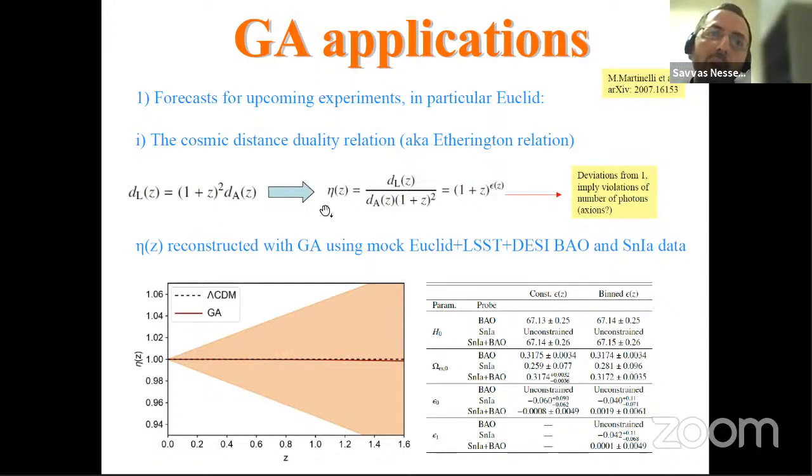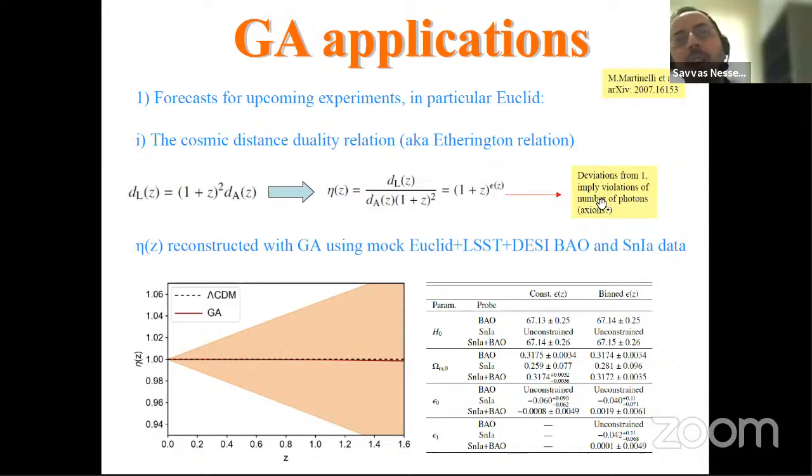And how can we do this? The way to do this is we rewrite this expression in terms of this parameter η, which is the ratio of d_L over d_A times (1+z)². And usually people parameterize this as (1+z)^ε, where ε is a small number. It could also be redshift dependent, but it's a small number. And if η is not 1, then we can assume there is some deviation from unity.